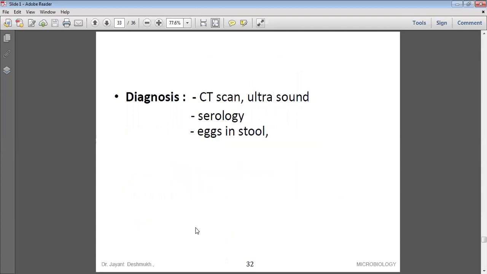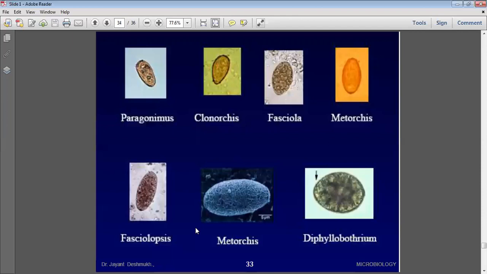Diagnosis is by demonstration of the characteristic egg in the stool. Serology detects antibodies and antigen. This is the egg, whose morphology I already told. Fasciola hepatica is 140 by 70 micrometer, and Clonorchis is 30 by 15 micrometer, smaller in size. Fasciola is bigger. You have to remember these two only.